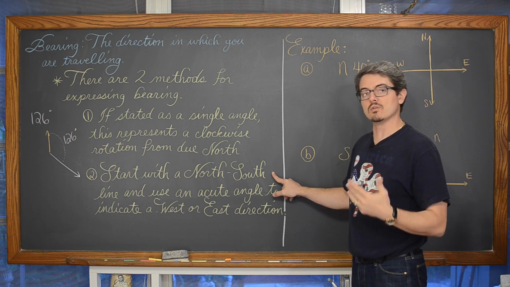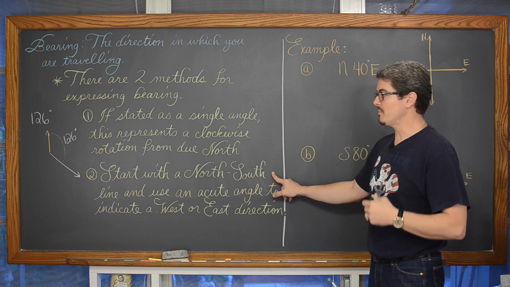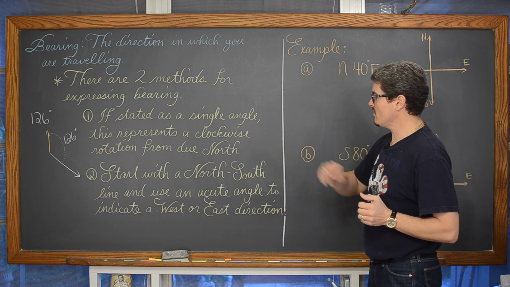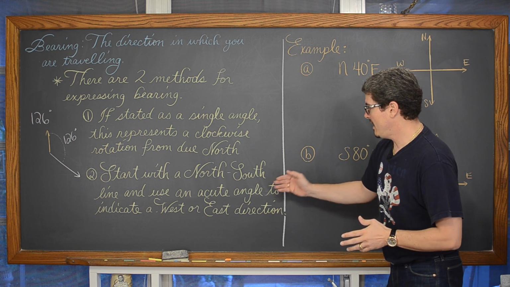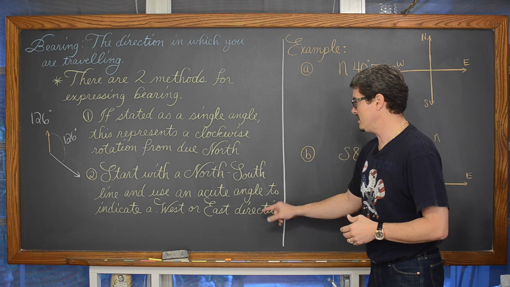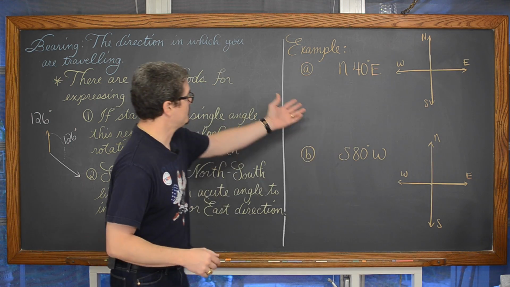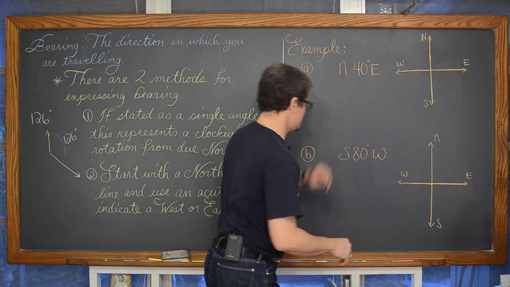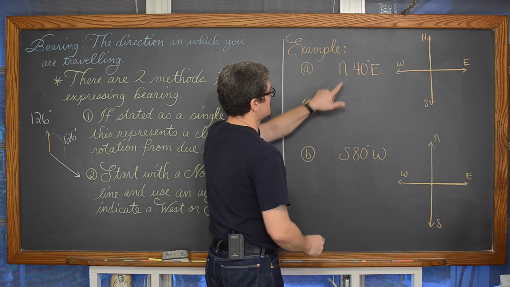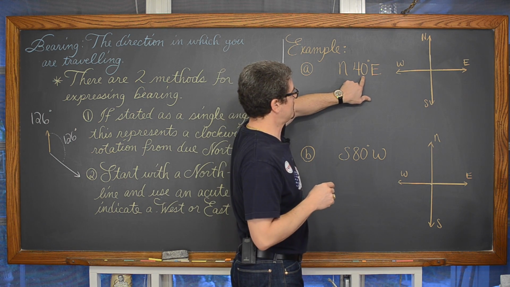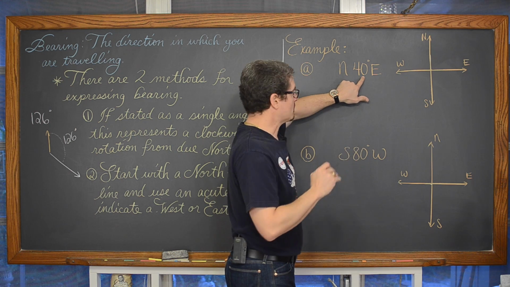Another way of indicating bearing is you might just hear this language a lot in the newscast when they're talking about the direction of the wind, or looking at a compass, of course. Bearing is all about really looking at a compass to indicate direction. Start with a north-south line and use an acute angle to indicate a west or east direction. So some examples of that, we have north, 40 degrees east. So we're going to start by referencing the due north line. We're going to rotate 40 degrees in an eastern direction.